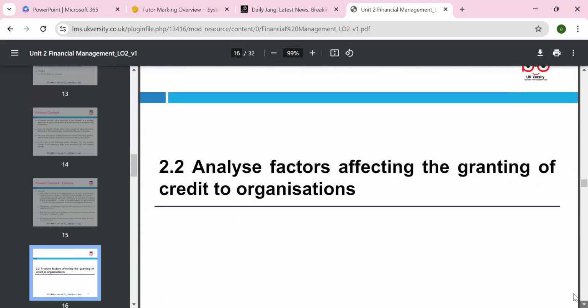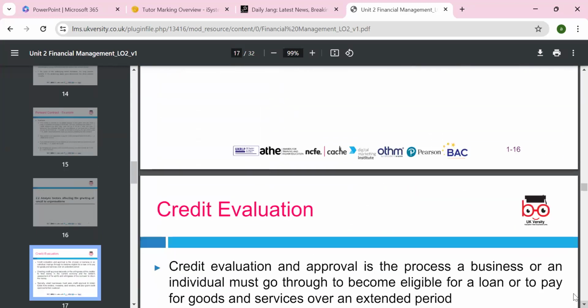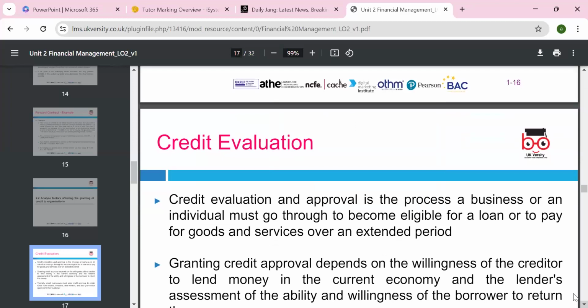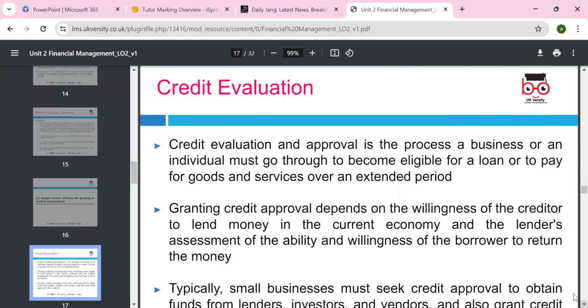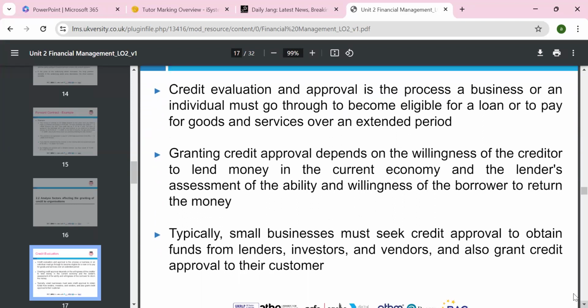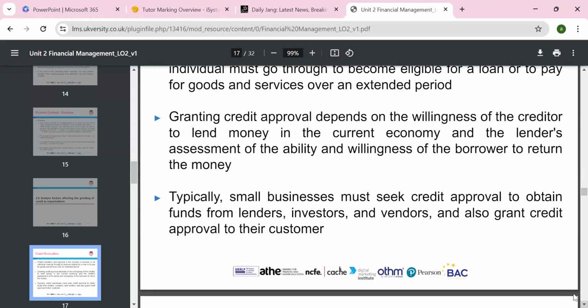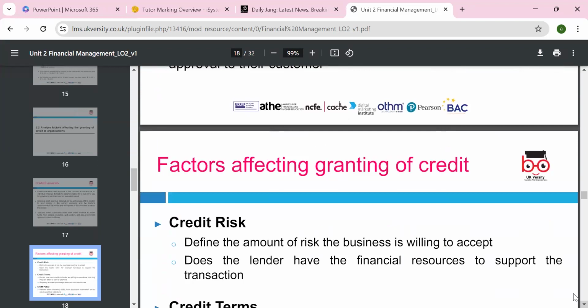So in line with that, the factors affecting the granting of credit. Credit means giving a credit facility, with evaluation and approval of the credit. That is quite crucial, and we need to look at the assessment of the ability and willingness of the borrower to return the money. Typically, small businesses must seek credit approval and obtain funds from lenders, investors, and vendors, who also grant credit approval for their instruments.